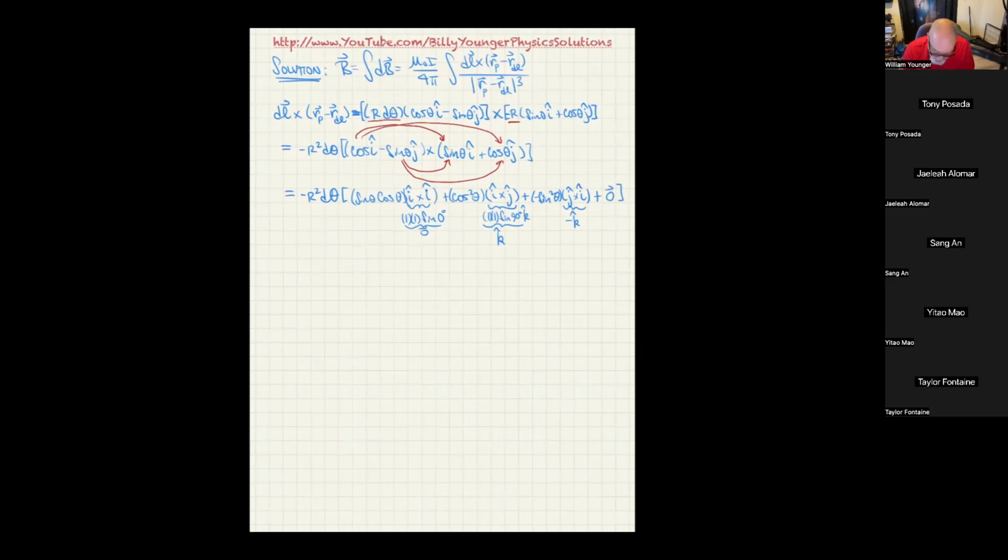So what we end up getting, even though it was kind of complicated to do so, is quite nice. We get negative r squared d theta. That's the thing that's multiplying by everything. And then I just get the second and third terms, which notice the negative k multiplied by the negative sine squared theta makes it a positive sine squared. So I'm going to get just plain k hat times cosine squared theta plus sine squared theta, like that. And everybody knows what sine squared plus cosine squared is, right?